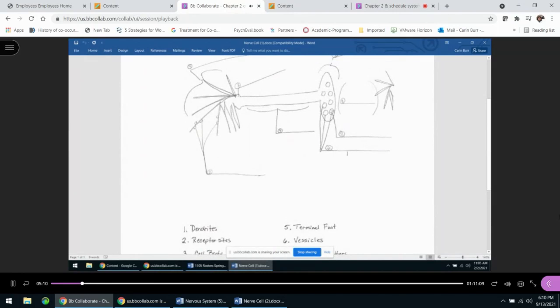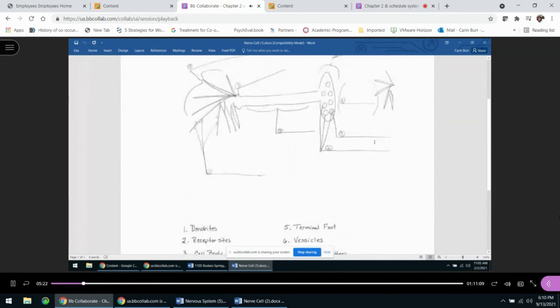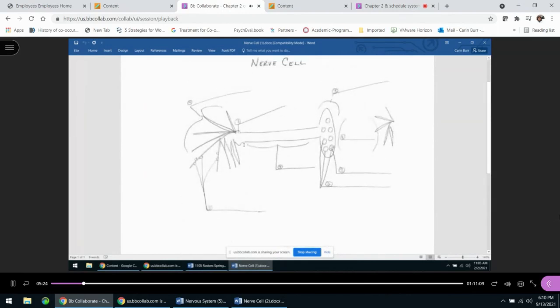There's also one more structure we need to pay attention to, and that is the space between two nerve cells, because there's a lot of activity that takes place in that space. And that space has a name, and it's known as a synaptic cleft. Okay, so we've labeled the parts.